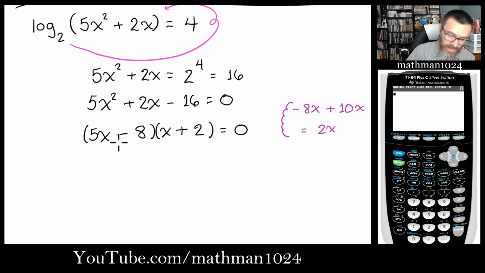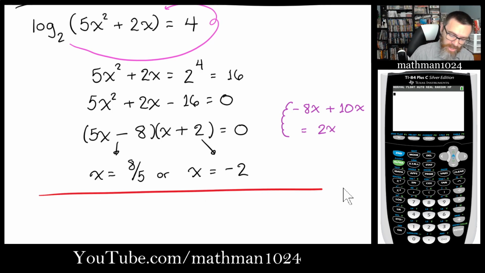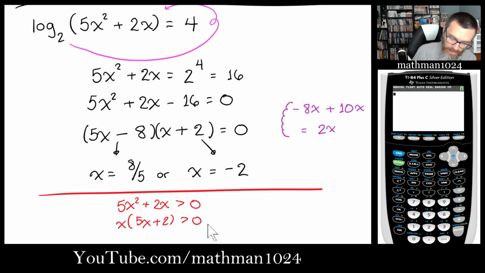Now to finish solving this, you set each of these factors equal to 0, and you solve. So x is going to equal positive 8/5, or x is equal to -2. Now from the previous example, you may be thinking, okay, well, the positive one is the one that works, and the negative one I have to discard. Well, not entirely. What's going on here is that you need the expression 5x squared plus 2x to be greater than 0. If you factor this, you have x times 5x plus 2 is greater than 0.